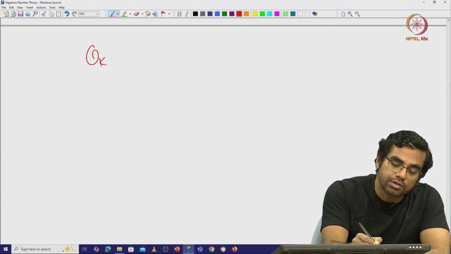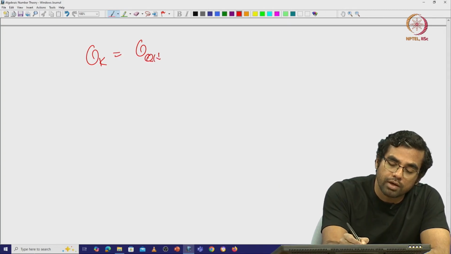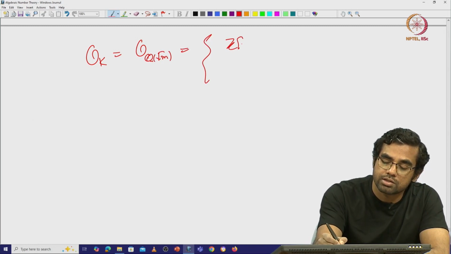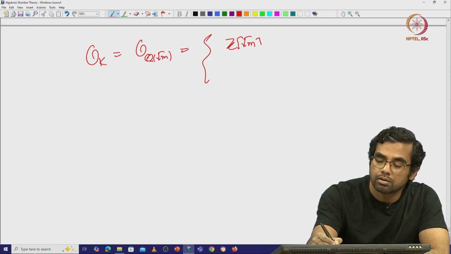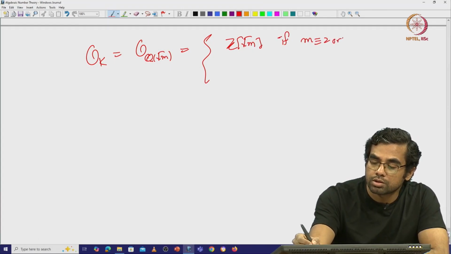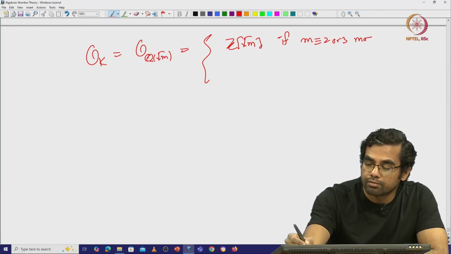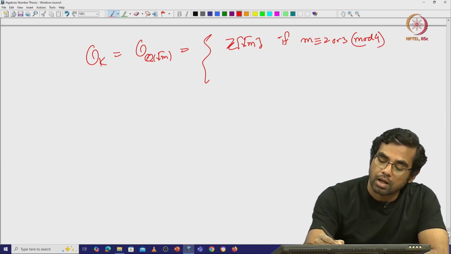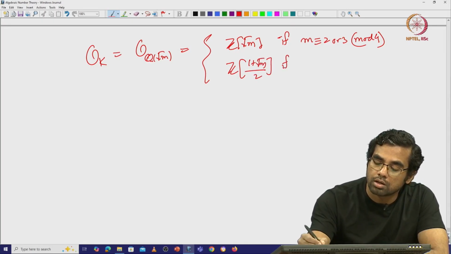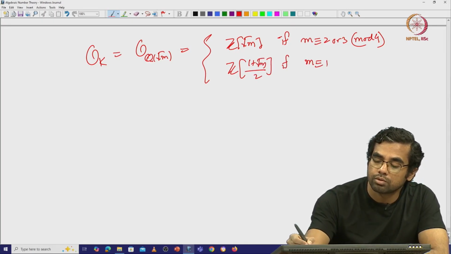The ring of integers of Q(square root of m) is equal to Z[square root of m] if m is congruent to 2 or 3 mod 4, and it is Z[(1 plus square root of m)/2] if m is congruent to 1 mod 4.